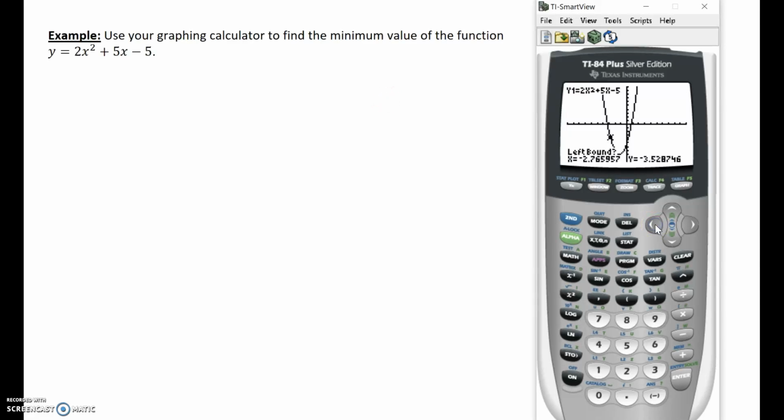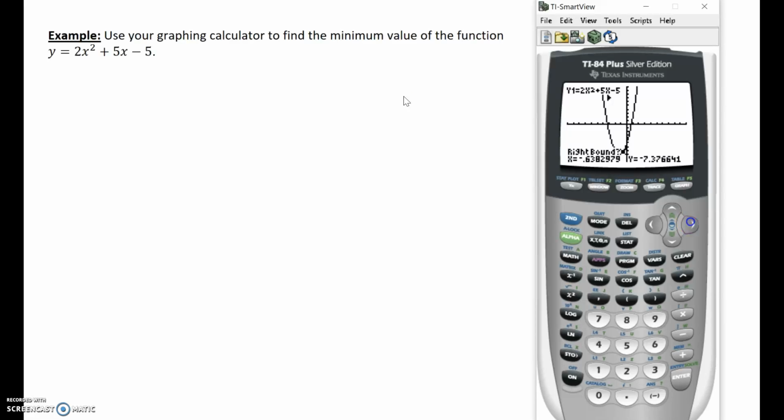And now you can see that the cursor is flashing clearly. If the bottom is down here, we've moved to the left. Okay, so we're clearly on the left hand side. Hit enter one time. And now the prompt changes and tells you to go to the right bound, which means go to the right hand side of the bottom. Okay, so let's go to the right hand side of the bottom.